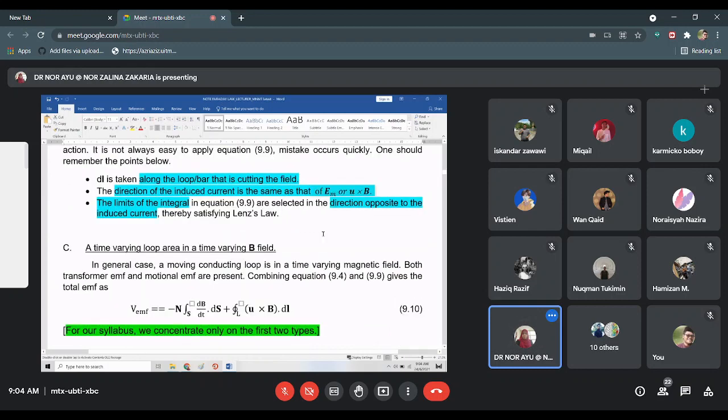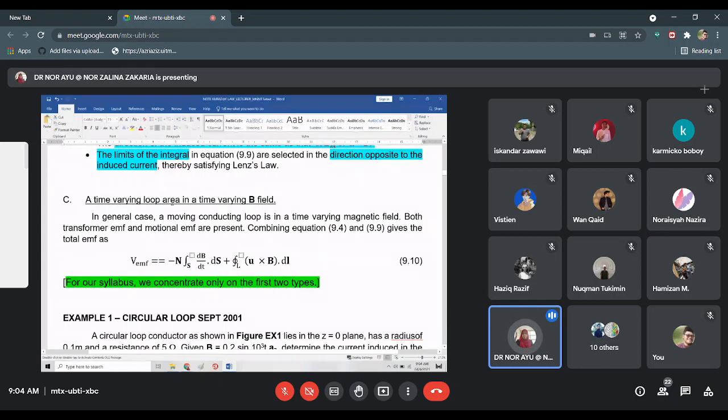Okay, so C is a time varying loop area in a time varying field, where both are moving. So when both are moving, we have V_EMF equals to... But for our syllabus, we only concentrate on the two types earlier, which are the transformer EMF and the motional EMF. All right, so we go into the example.